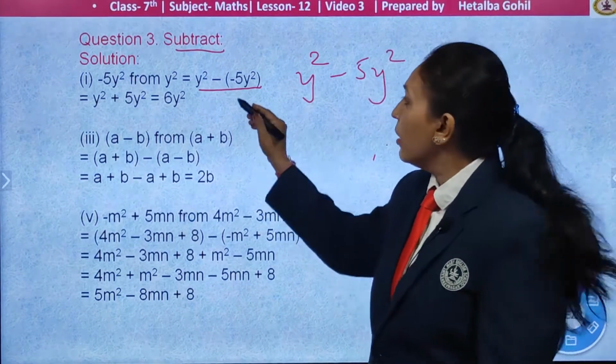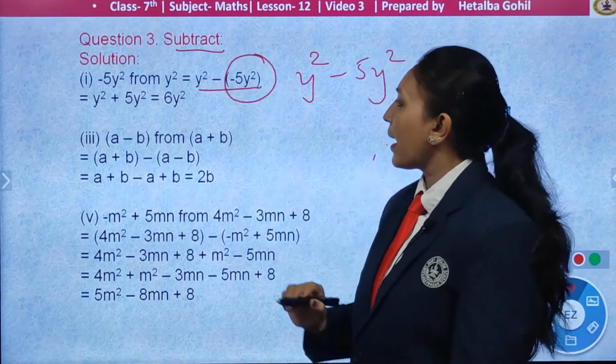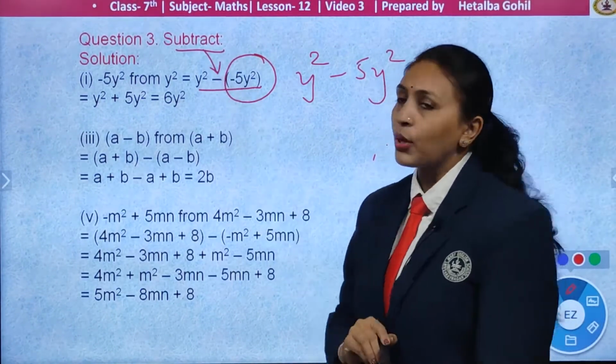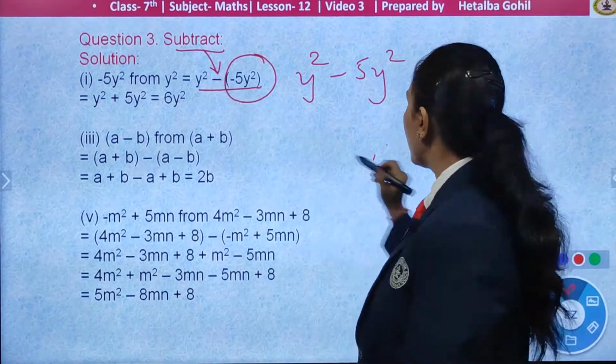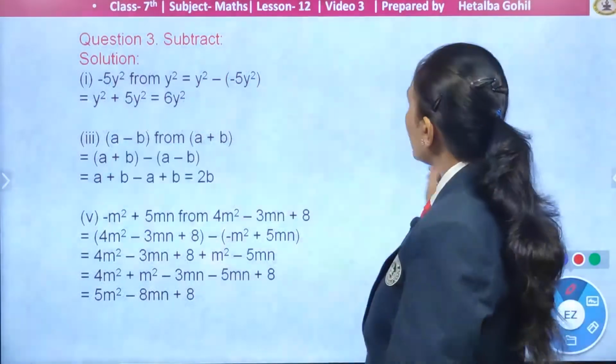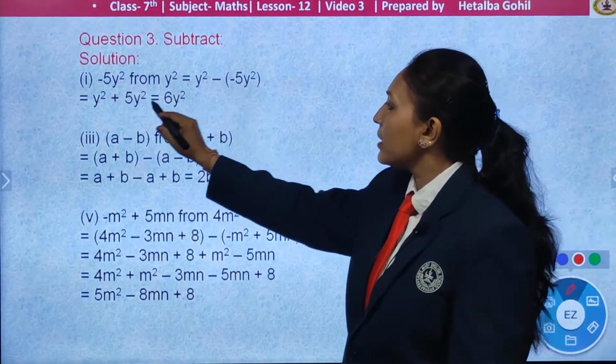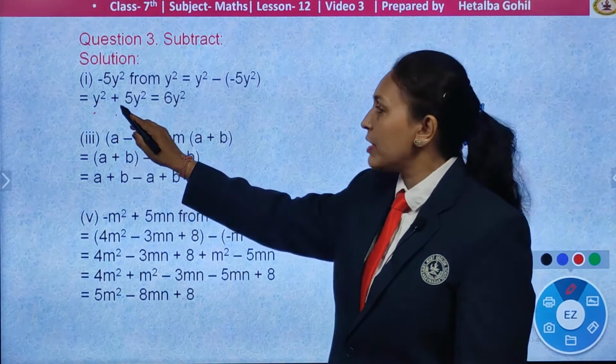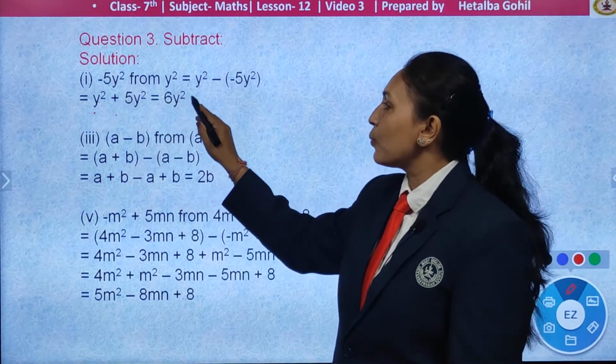No, this is wrong. This is given to you the sign in the question, and this subtraction sign you have to follow from the question. So, you have here two signs together using the rules of integer, minus minus becomes plus, y square plus 5y square, which will be equal to 6y square.